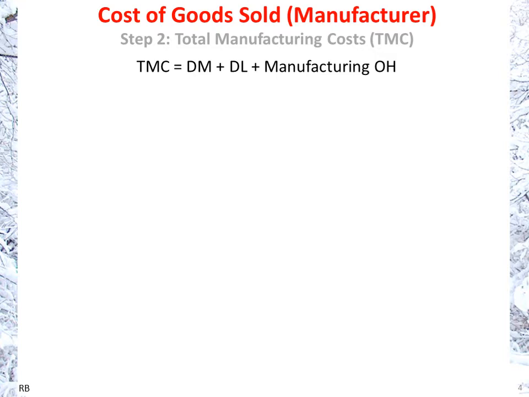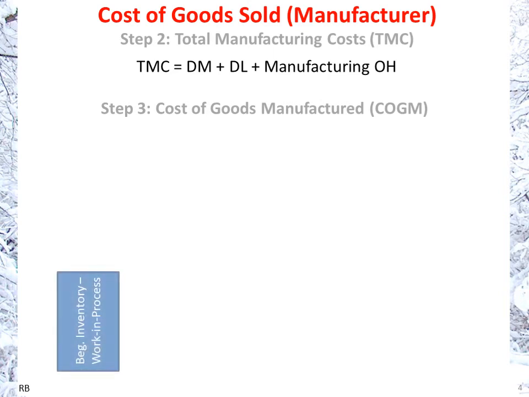Now, the entire manufacturing will end in, let's say, two ending inventories. One will be for the unfinished goods or work in process, and the second one will be for the actual finished goods. So calculating the cost of goods manufactured is to calculate what is the cost of the finished goods that the manufacturer has made.